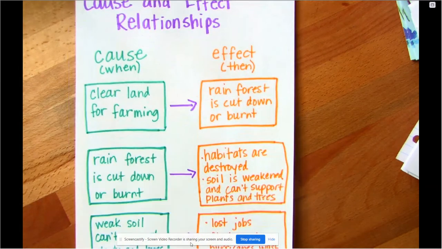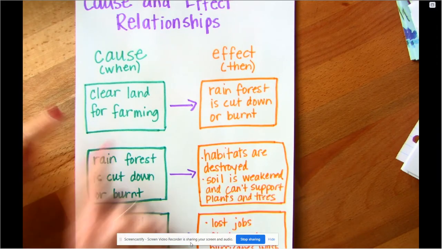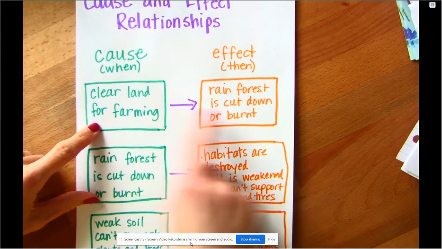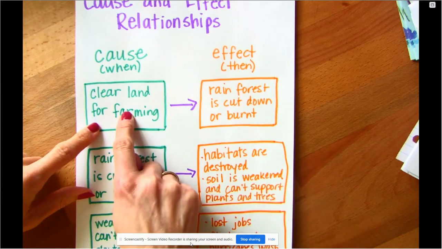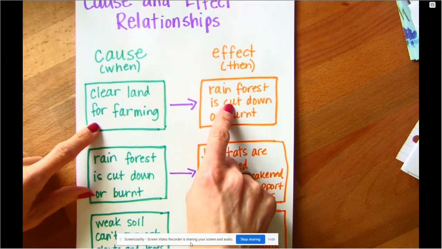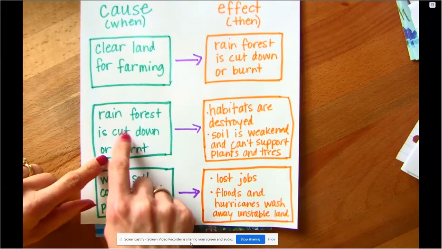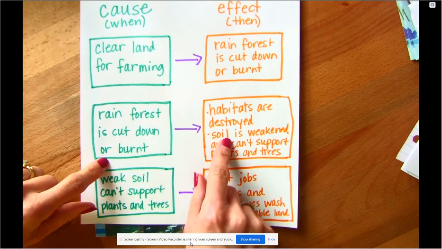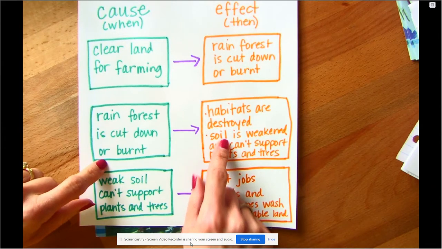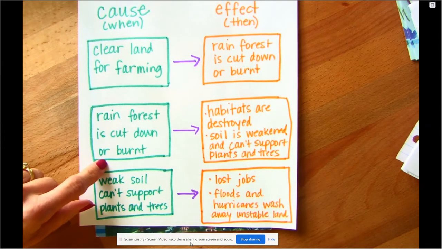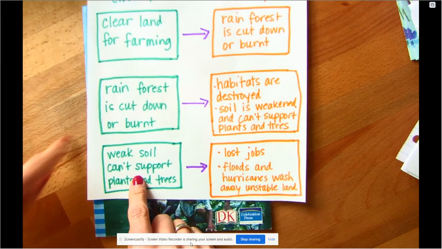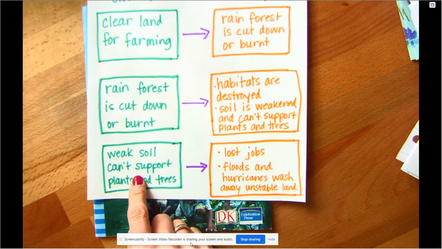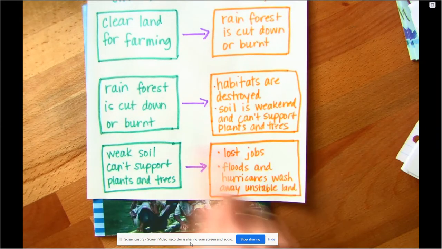So for example, in the story, we learned that they clear land for farming, right? So when they do that, then rainforests are cut down or they're burned, right? So when this happens, then this happens. How about when that rainforest is cut down, then habitats are destroyed, right? We learned that the soil is weakened and can't support plants and different trees. And when the soil is weak and can't support those plants and trees, what can happen? When this happens, then this can happen.